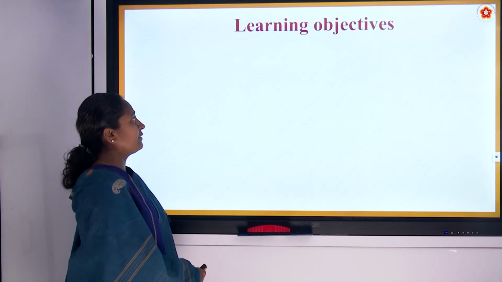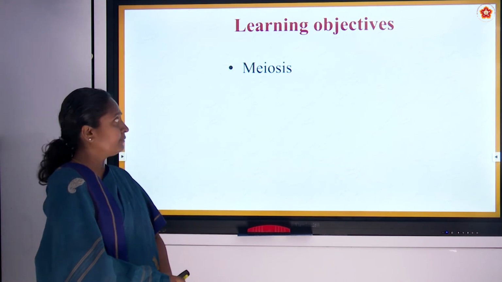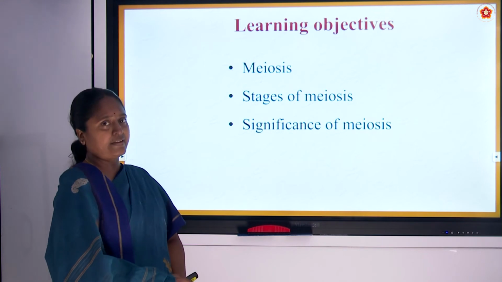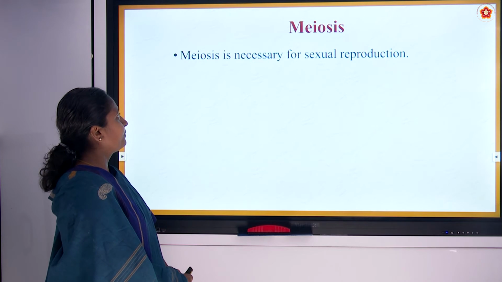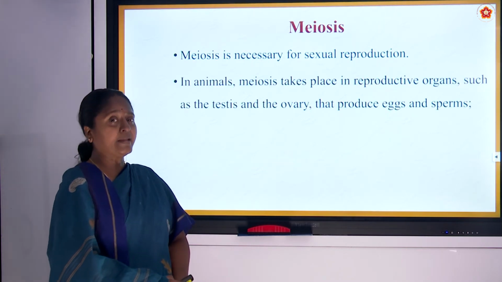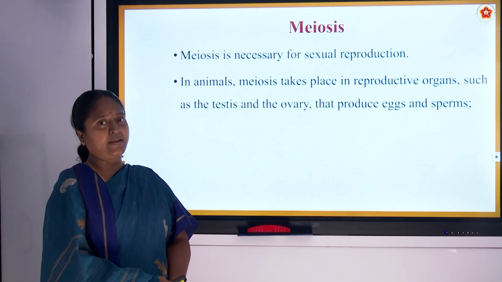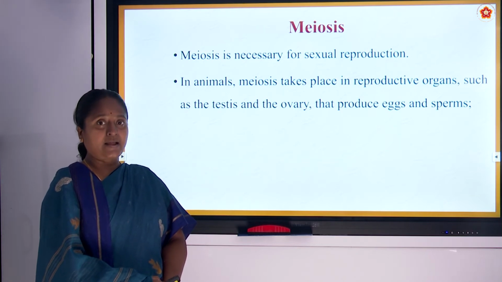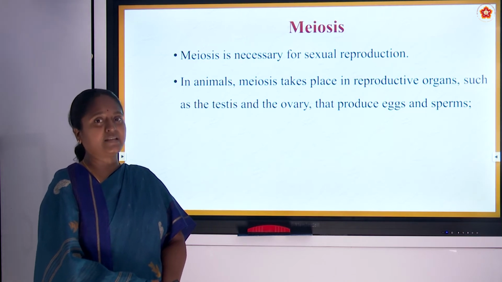Now, we will see today's learning objective. Today, we are going to study meiosis, the stages of meiosis and the significance of meiosis. First, we will start with what is meiosis. Meiosis is present in sexually reproducing organisms, where you can see male and female. We can see this in birds, and in the papaya plant or pumpkin plant, right. So, male and female organisms are separate.